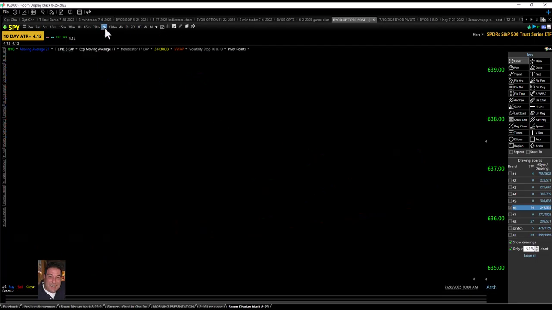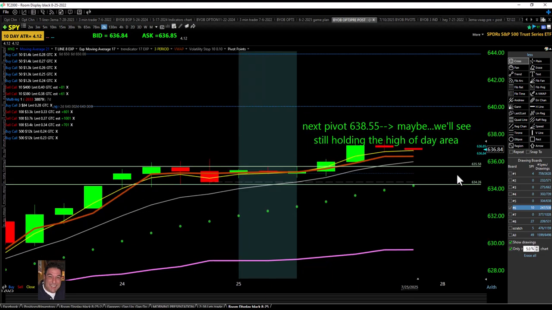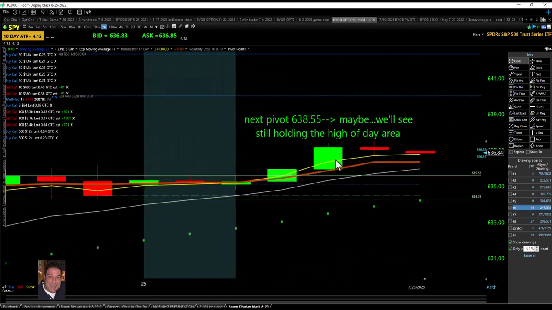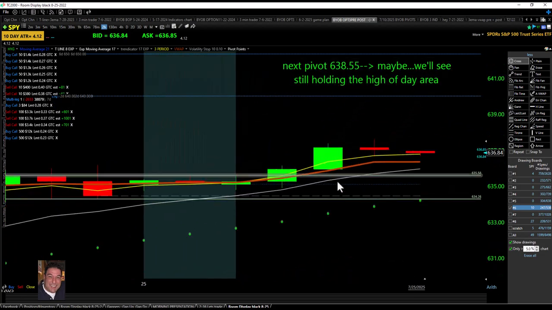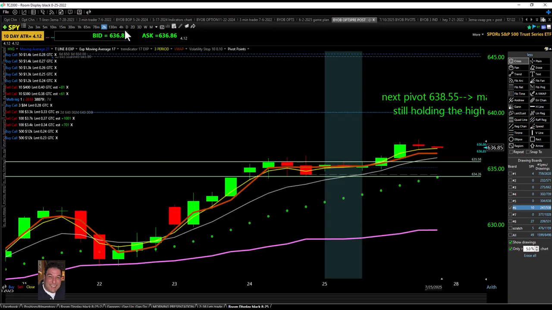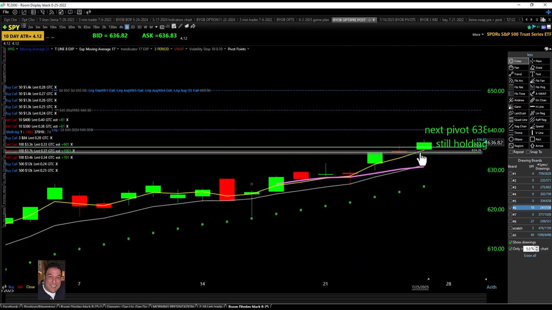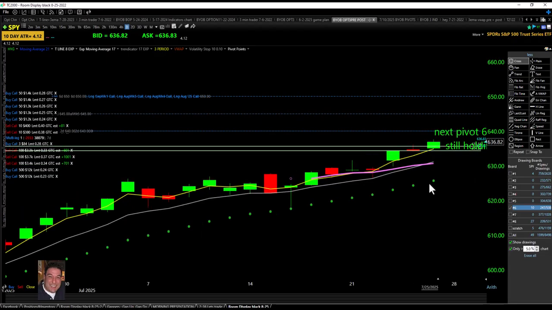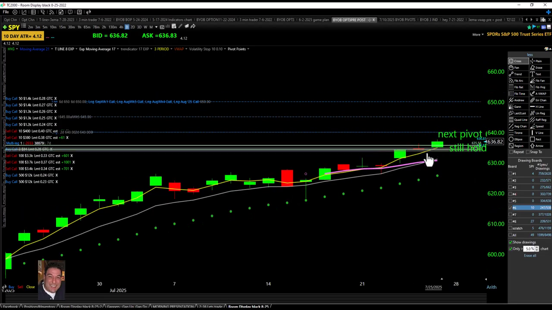On the 2-hour chart, still got a 2-hour uptrend coming into the close. See the yellow line up on top of the white line right here. The brown line is VWAP. On the daily chart, again, new all-time high, doesn't get any better than that. New all-time high for SPY.